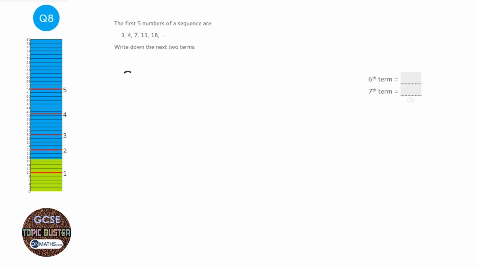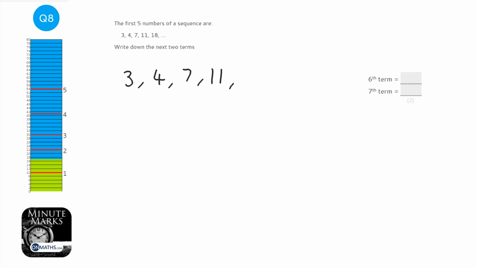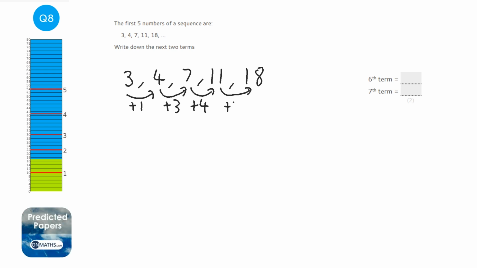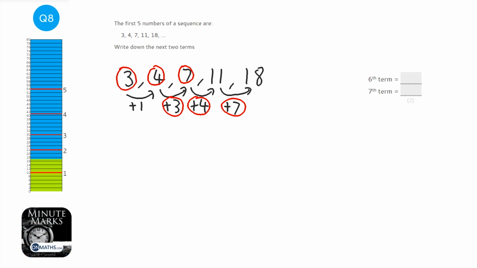With any sequence, the first thing to check is whether it goes up by the same amount. Well, looking at this, this goes up by 1, this goes up by 3, so it's not going up by the same amount. This goes up by 4, this goes up by 7. But something you might notice is this goes up by 7, yet there's a 7 here. This one goes up by 4, and there's a 4 here. This goes up by 3, and there's a 3 here. This is what we call the Fibonacci sequence.